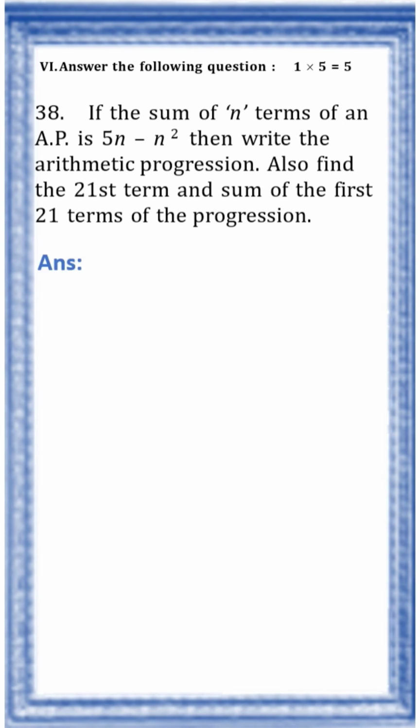Now let us write the AP first. But before that we have to find a, isn't it? Sn, they have given 5n minus n square. S1, that is a, we can find. But to find d, it is a little bit difficult. If you remember this formula, an is equal to Sn minus Sn minus 1, we can find a2, isn't it? A2 means we have to find S1 and S2. Okay, now let us find. Sn is equal to 5n minus n square, they have given.